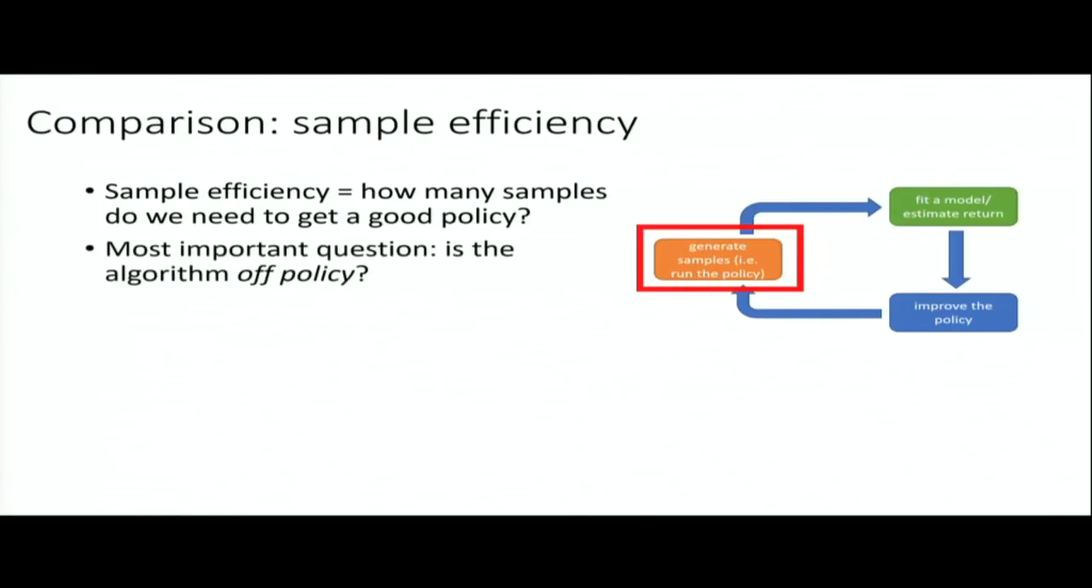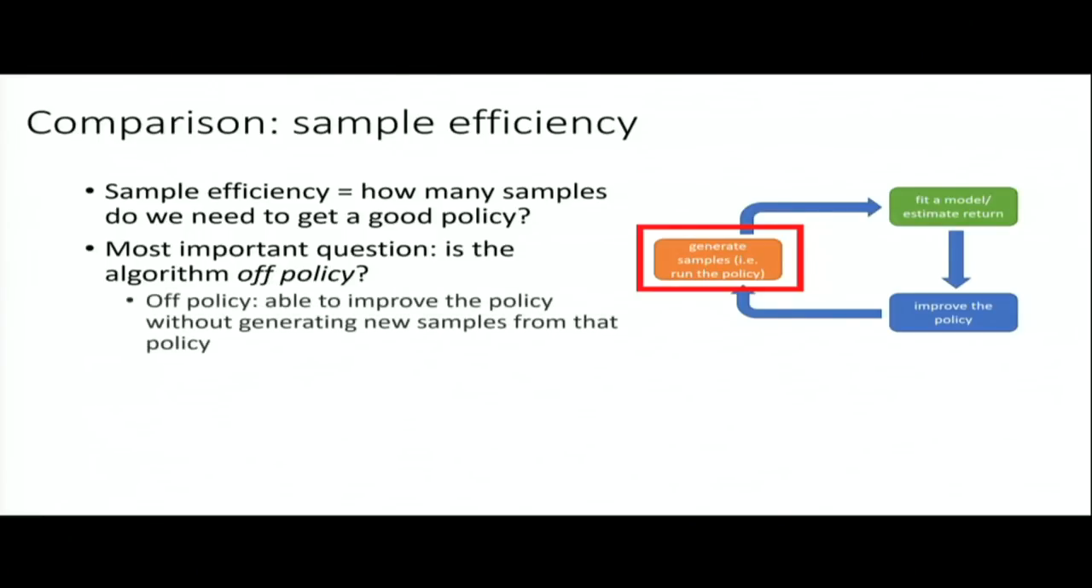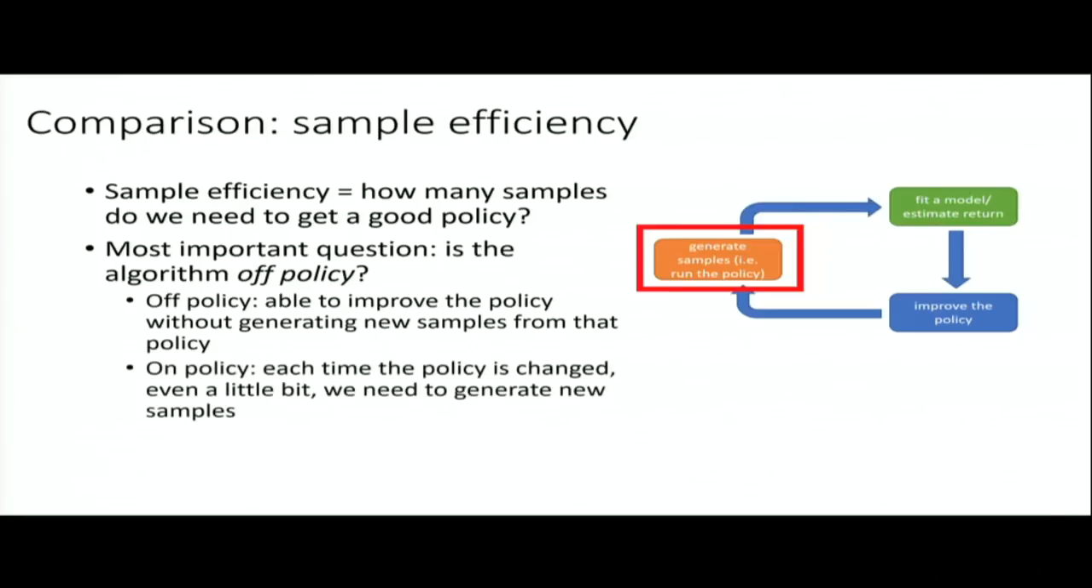One of the most important questions in understanding how efficient an algorithm is, is to understand whether it is off policy. So off policy means that the algorithm can improve the policy without generating new samples from that policy. Meaning, can you use historical data that you generated with other policies to make the current policy better? On policy means that each time the policy is changed, even if it's changed a little bit, you need to generate new samples. So there's a big distinction between these. And it's a hard distinction. So if the policy's changed even a little bit, an on-policy method needs completely new data. And that can be a big deal if you're changing your policy with gradient methods, because a gradient might change it only a tiny bit.